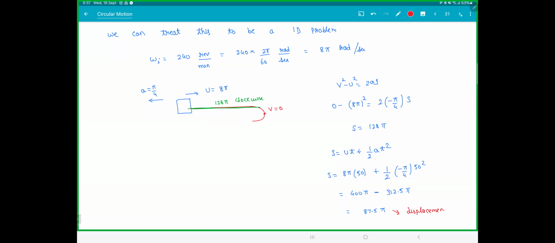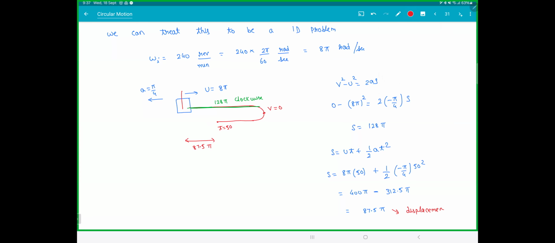Means somewhere here, at t is equal to 50, you're here. You calculated this value, 87.5 pi, isn't it? You calculated from the initial position, the fan finally after 50 seconds reached here. You found this part. I don't want that. What I wanted is this one, which is 128 pi minus 87.5 pi, which is 40.5 pi. This is your anti-clockwise.